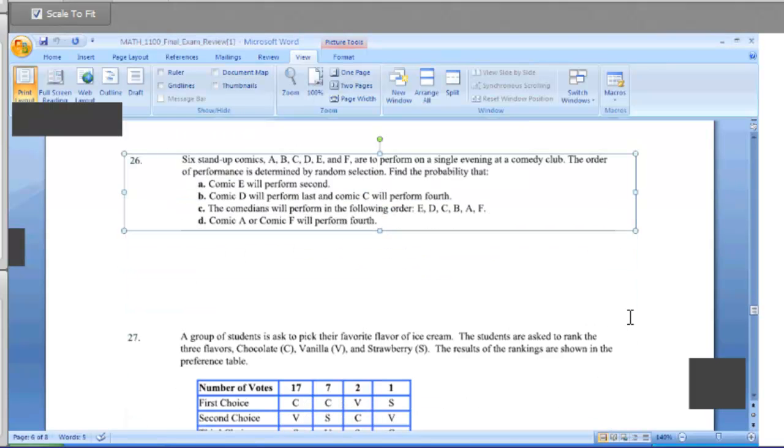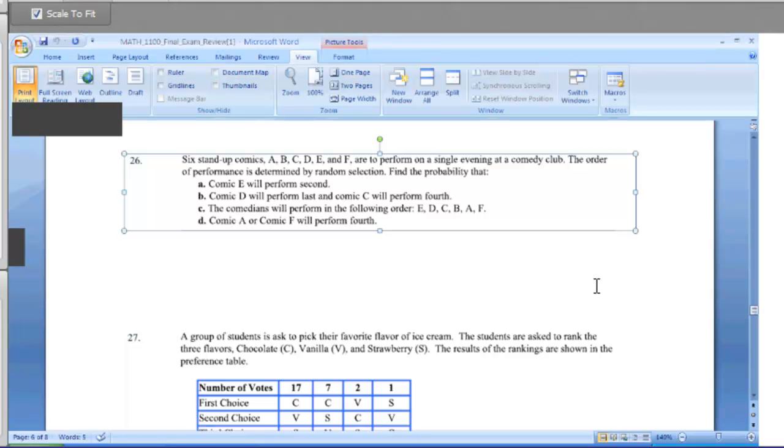For 26, 6 stand-up comics, A, B, C, D, E, and F, are to perform on a single evening at a comedy club. The order of performance is determined by random selection. Find the probability for A, that comic E performs second, B, comic D performs last, and comic C will perform fourth. C, the comedians will perform in the following order, and D, comic A or comic F will perform fourth.